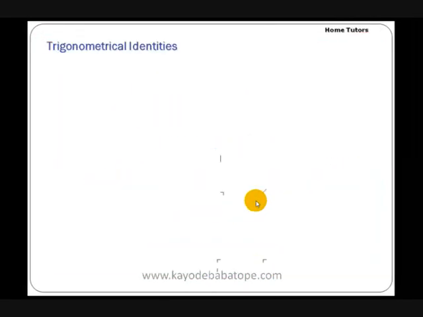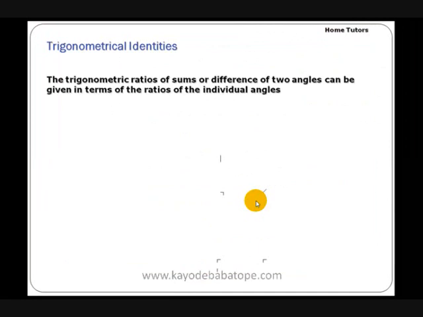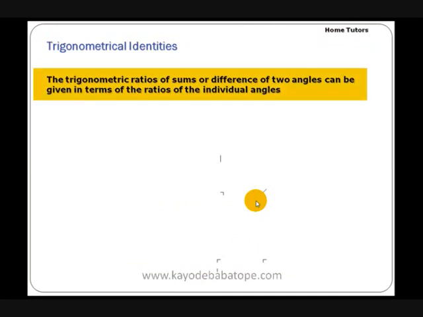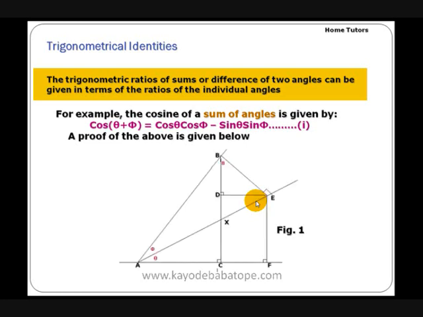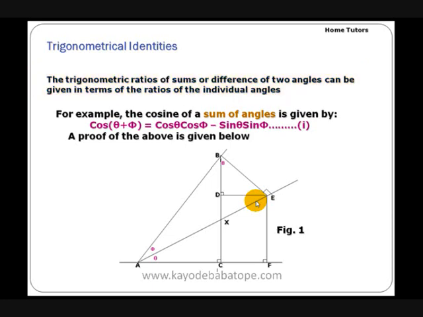Good. Now let's proceed. Trigonometrical identities. The trigonometrical ratio of sums or differences of two angles can be given in terms of the ratios of the individual angles. For example, the cosine of a sum of angles, cos(theta plus phi), can be expanded to give cos theta cos phi minus sin theta sin phi.